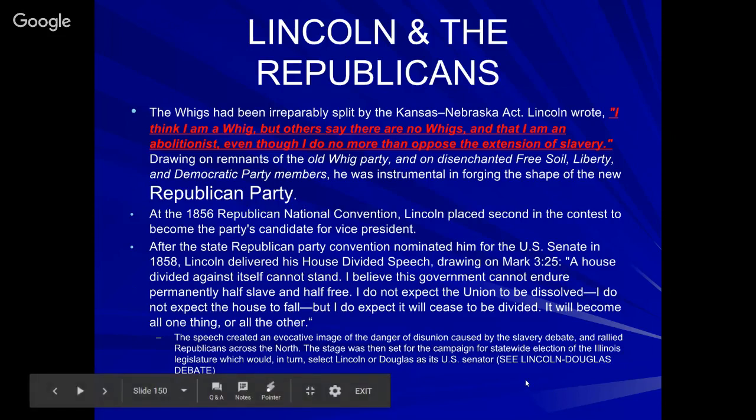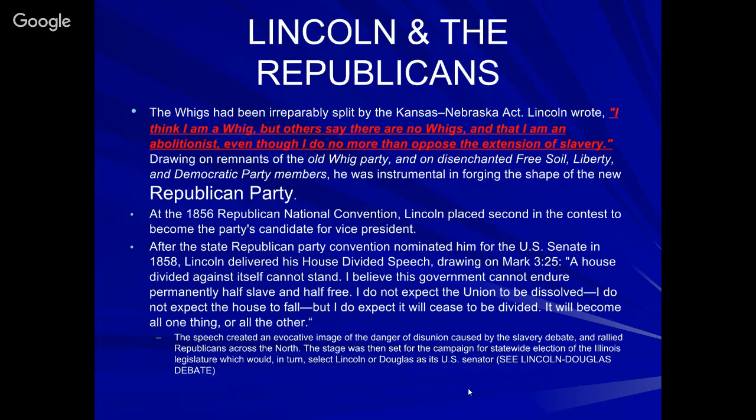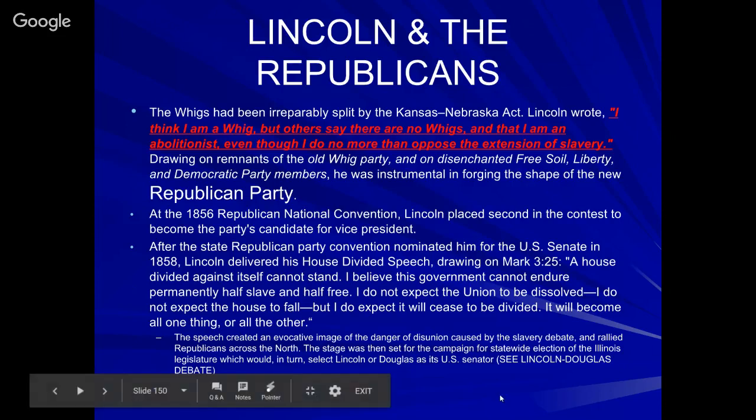After the state Republican Party convention nominated him for the Senate in 1858, Lincoln delivered his House Divided speech, drawing on the Bible passage Mark 3:25. "A house divided against itself cannot stand. I believe that this government cannot endure permanently half slave and half free. I do not expect the Union to be dissolved. I do not expect the House to fall, but I do expect it will cease to be divided. It will become all one thing or all the other."